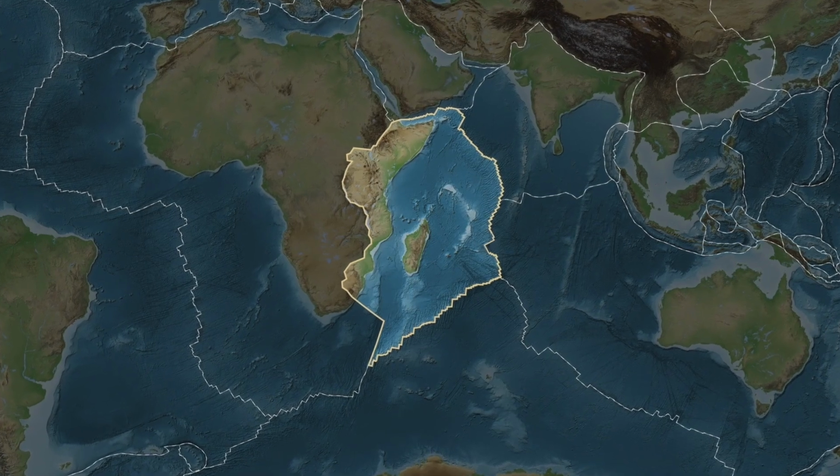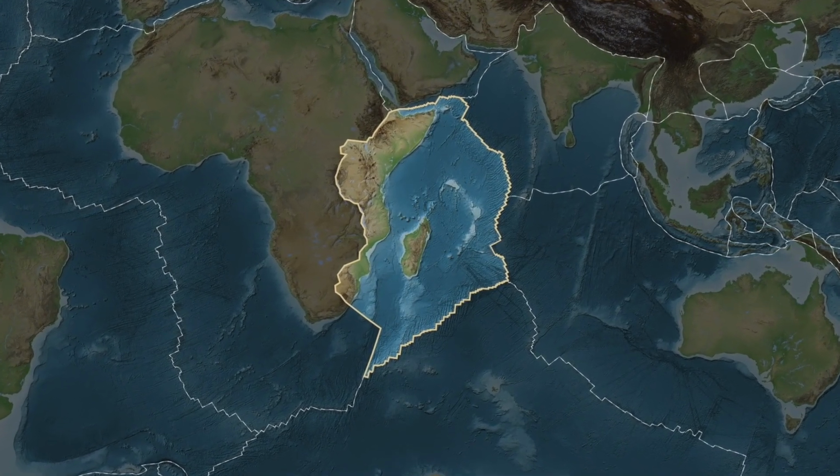The African Ocean is missing from the world map. Have you seen it? Do you know where it is?